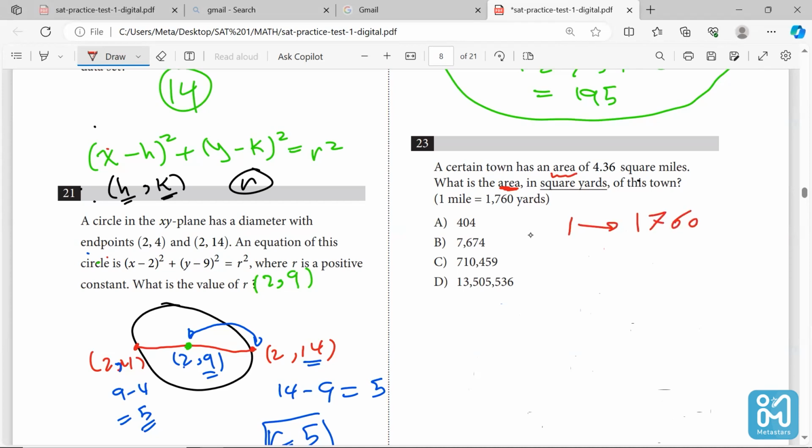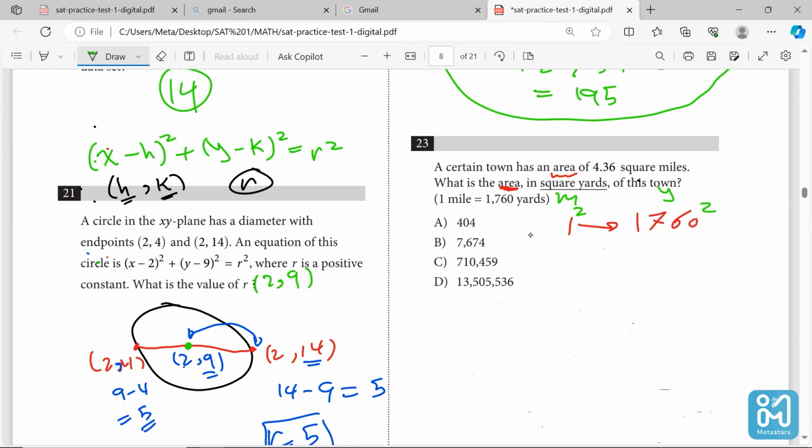1,760. Okay, but this represents distance, length, and I'm not talking about length here. Be careful here: mile and yard. Because I'm talking about area, I need to square it. So square this one and square this one. Mile squared gives us 1760 yards squared.